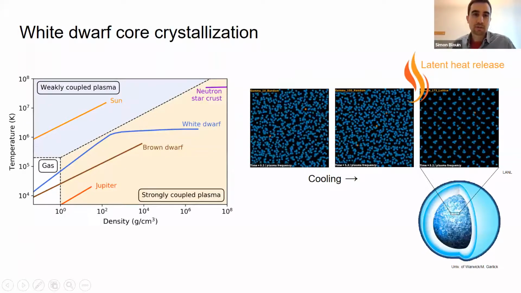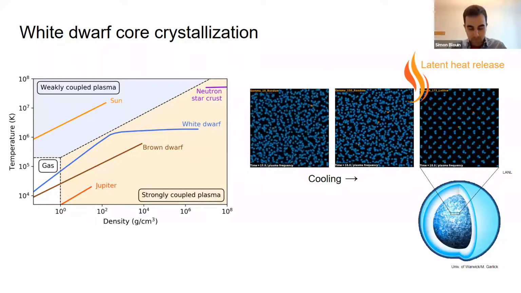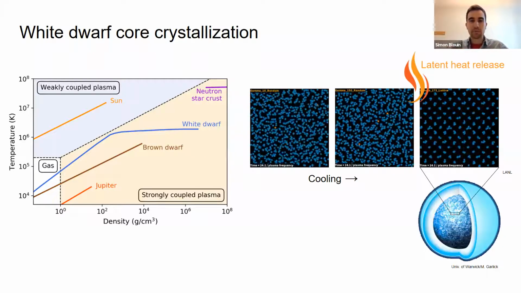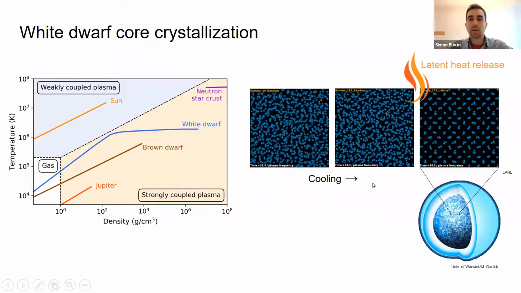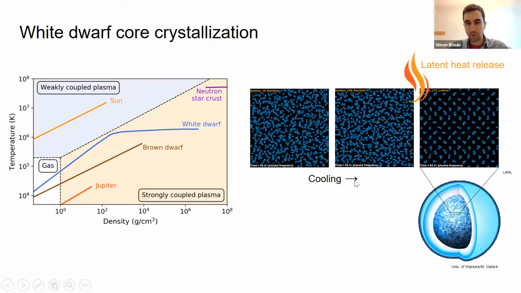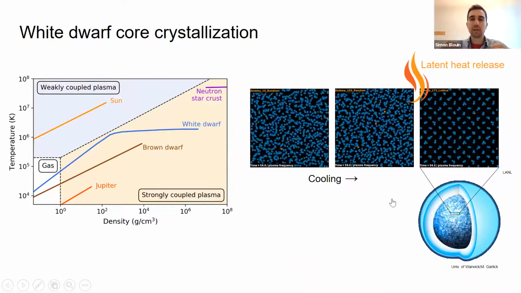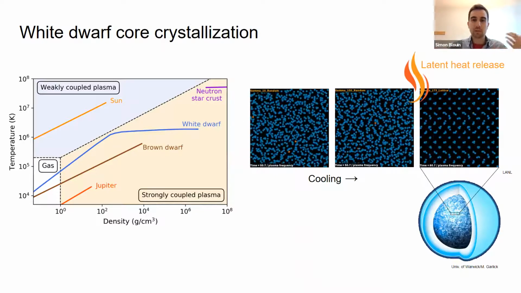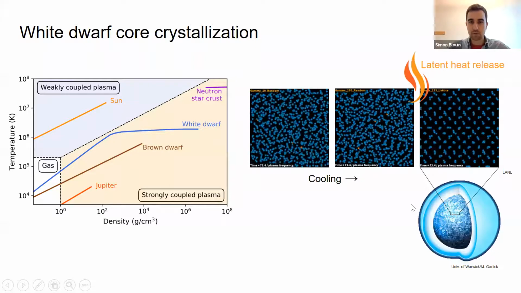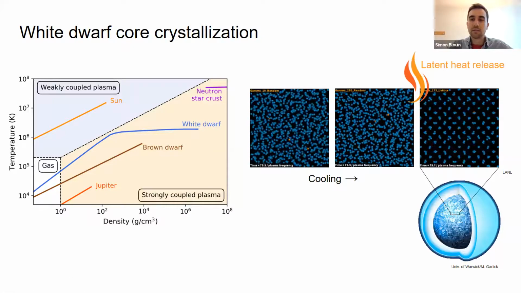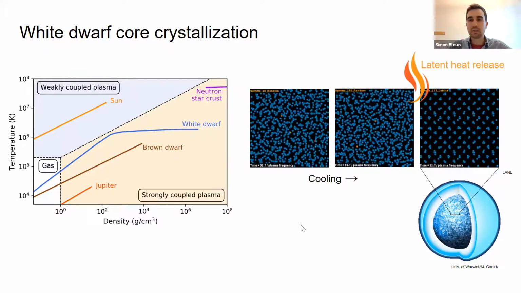So this story really starts with the core crystallization of white dwarfs. So the plasma in the interiors of white dwarfs is highly coupled because it's very dense. And as the white dwarf cools down, this plasma just becomes more and more correlated. And at some point, it's so correlated that it decides to freeze into a lattice structure. So this is a liquid to solid phase transition that we refer to as the core crystallization of white dwarfs. And it's a very important event in the life of the white dwarf because this phase transition releases latent heat.